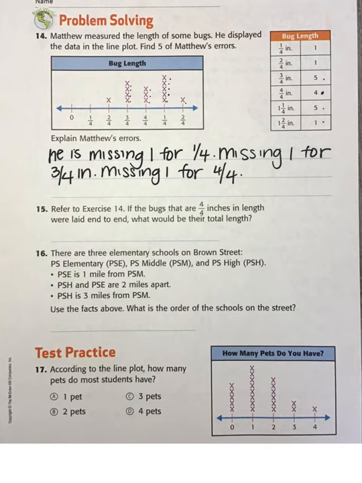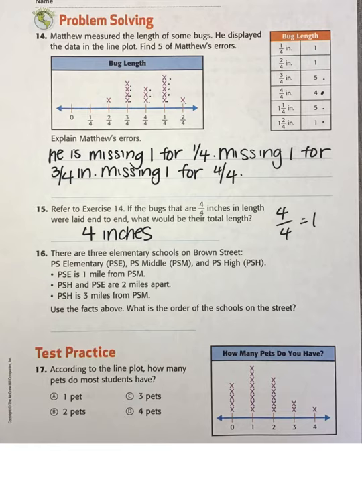Okay, let's look at 15. And it's asking us to refer to exercise 14. If the bugs that are 4/4 inches in length were laid end to end, what would be their total length? Okay, so remember I said what 4/4 inches means. It is equal to 1 inch. So if we have 4 bugs and they each equal 1 inch and we were to lay them end to end, we would have 4 inches.